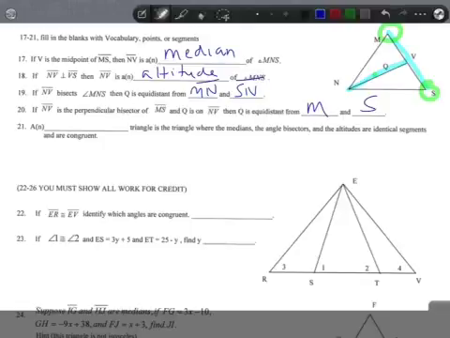A blank triangle is a triangle where the medians, the angle bisectors, and the altitudes are all identical segments and are congruent. That is equilateral or equiangular. Either one's fine.